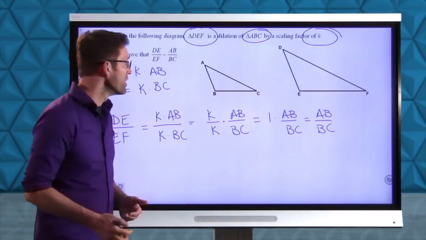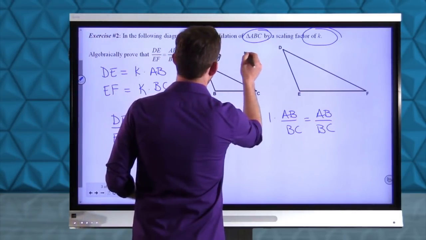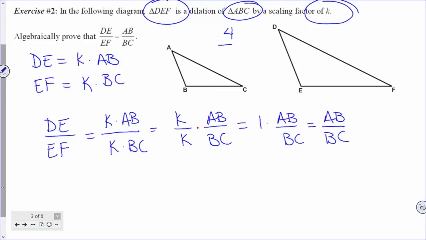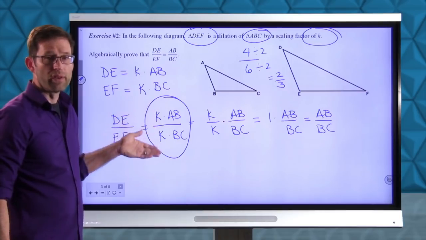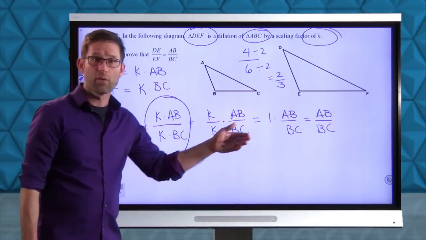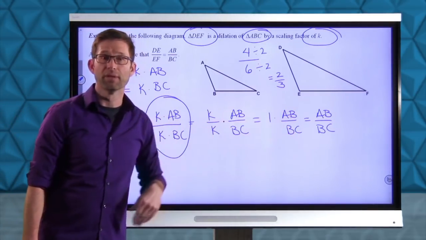You know how when you take something like 4/6, and you divide both top and bottom by 2 and you get 2/3. That's exactly kind of what's going on here. We're really dividing top and bottom by k, and we're being left with AB divided by BC.